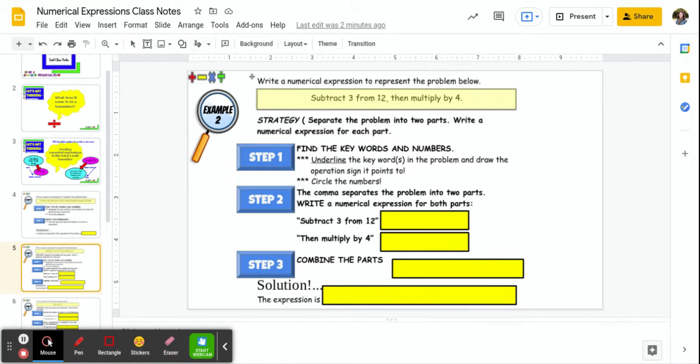Hopefully it still is from that example 1. I'm clicking my scribble, and I'm going to be ready to underline my keywords first as I read the problem in the rectangle. The problem in this rectangle says, subtract 3 from 12, then multiply by 4. Sure enough, I see 2 keywords, and they actually say the name of the operation, which makes it nice and simple to know that I should underline the word subtract. And indeed, subtract points to subtraction. So there's my operation.